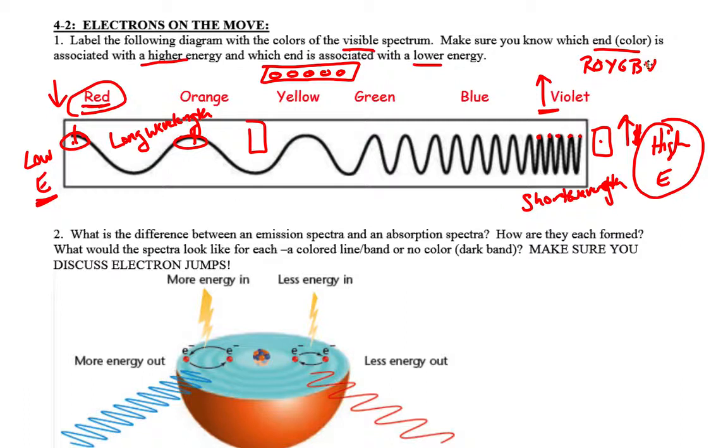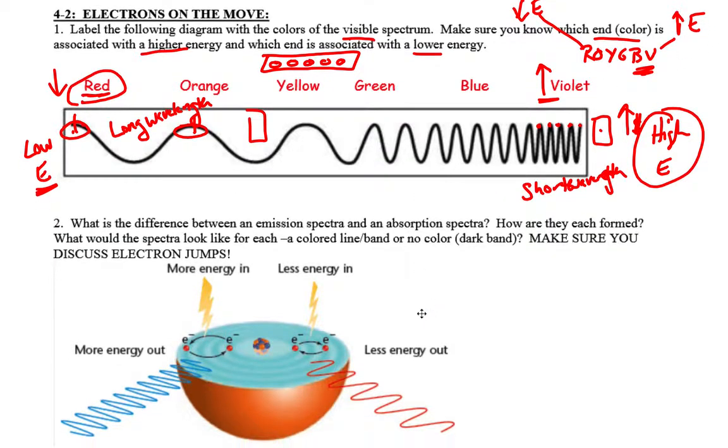If you know Roy G. Biv, you should now know that Roy, this side of the spectrum, has low energy. Doesn't do a lot for the electrons. This side, the Biv side, has high energy. Does a lot for electrons, makes them move a lot. So let's take a look at how this connects to the electrons.